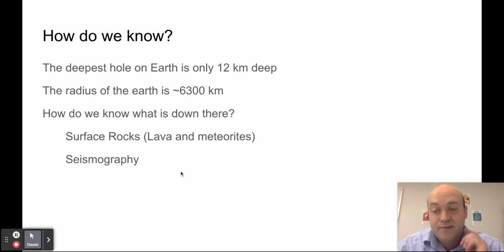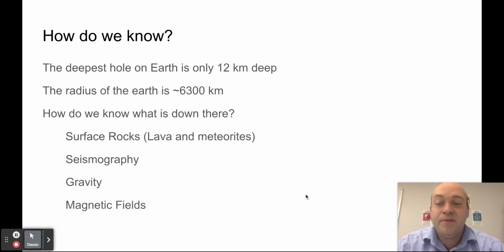Another way is seismography. We'll talk about this a little bit more in depth, but it's all about how waves travel through different materials and how scientists have been able to record and study how the waves travel, typically waves due to earthquakes. Gravity is another way that we can narrow down what some of the materials must be. I'll talk about that again here in a minute. Same with magnetic fields. We'll touch on that again.